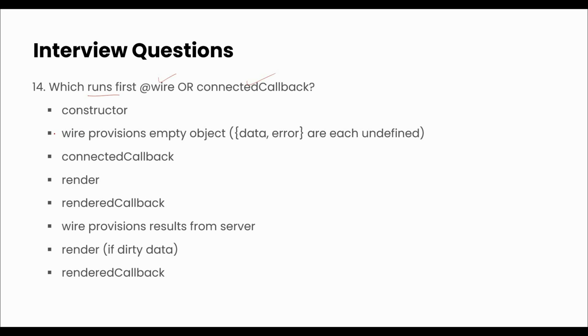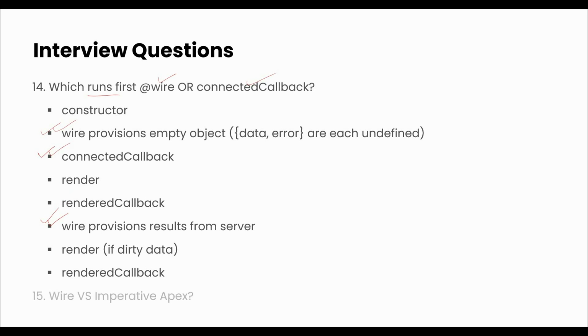Okay. Next question we have, which runs first, wire decorator or connectedCallback? As discussed, just after the constructor, the wire decorator is called first and then connectedCallback gets called. And again, after renderedCallback, or whenever the wire decorator gets data, it will be called again with data. So we can say first the wire decorator gets called, then connectedCallback, then the wire decorator is called again.